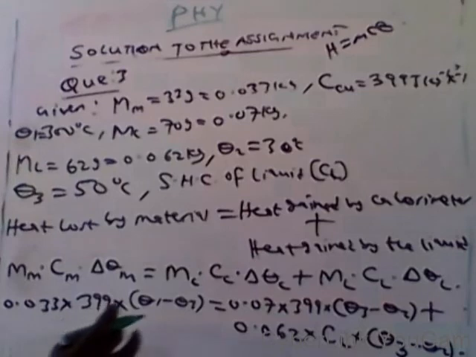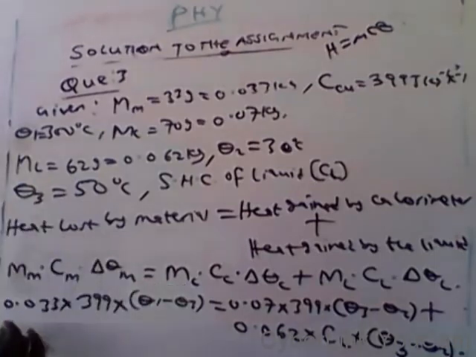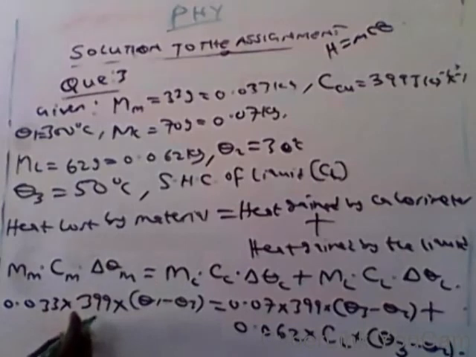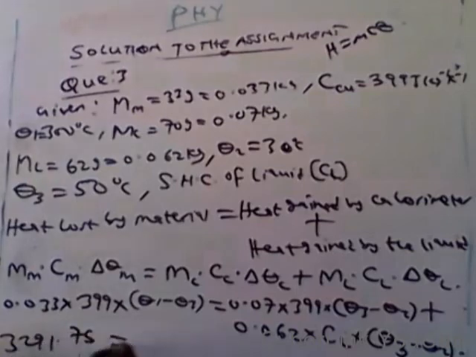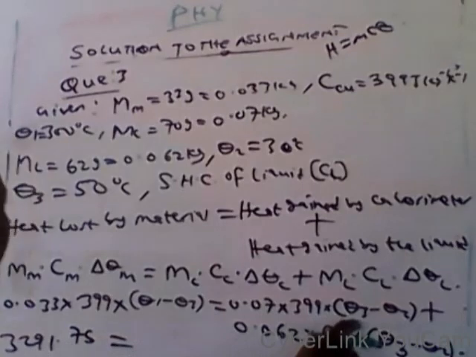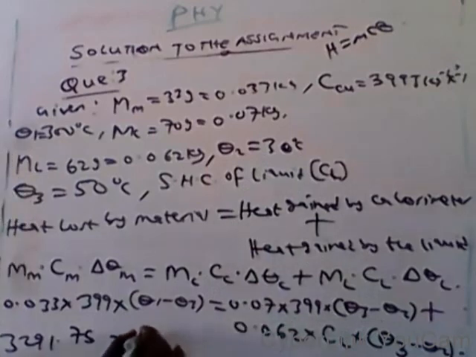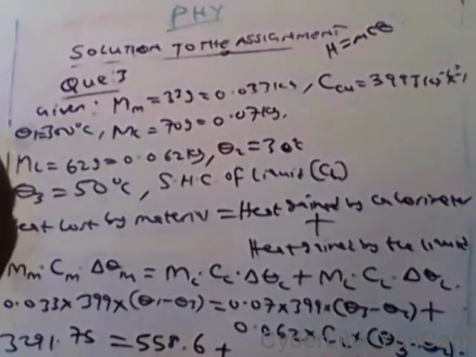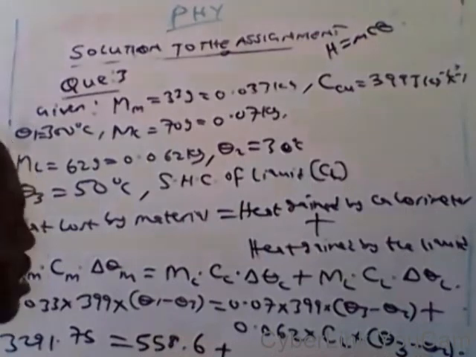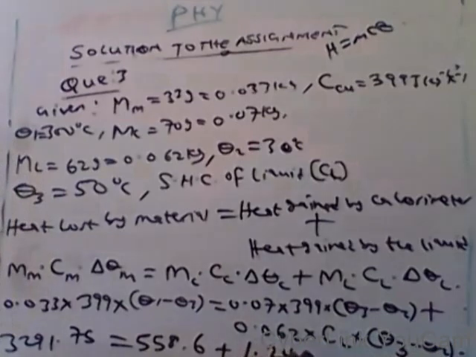If I solve for this side, putting theta 1 here and theta 3 there, I will have 329.3291.75 equal to theta 3, which is 50, minus theta 2, which is 30. That is 20, times this, which will give me 558.6. Then plus, theta 3 is 50 minus theta 2, 30, that is 20, times 0.062. That is going to give 1.24 Cl.